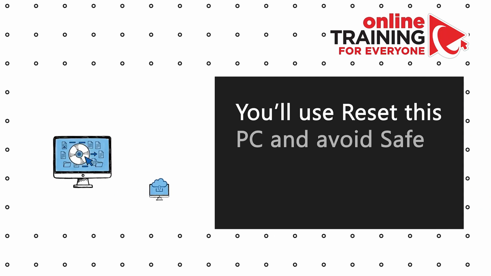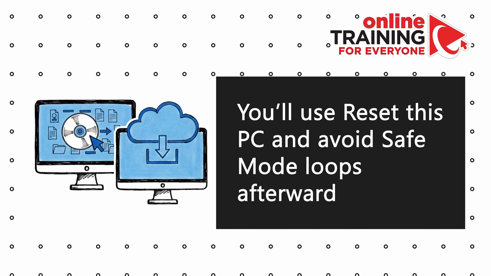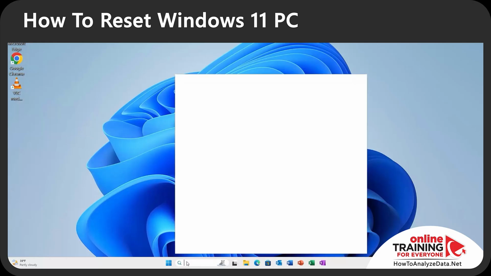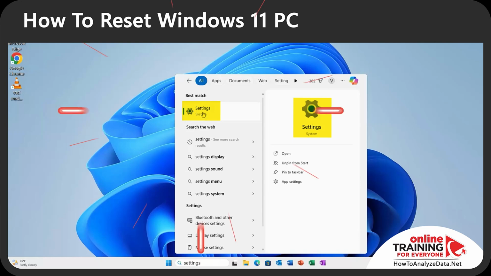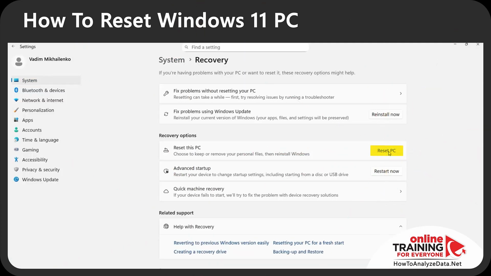Let me share with you how to reset your Windows 11 PC without losing your personal files. I'll show you how to reset this PC and avoid safe mode loops afterward, as well as two different reinstall methods: cloud download reinstall or local reinstall. To start the reinstall process, you need to navigate to Settings, System, and Recovery. Here, you need to click on the Reset PC button.